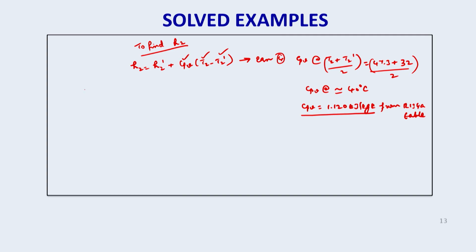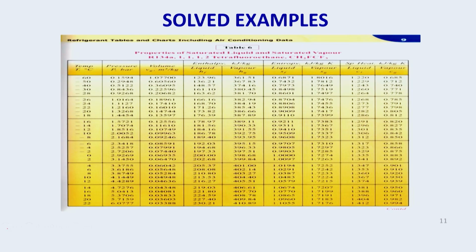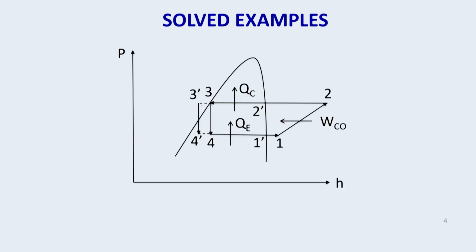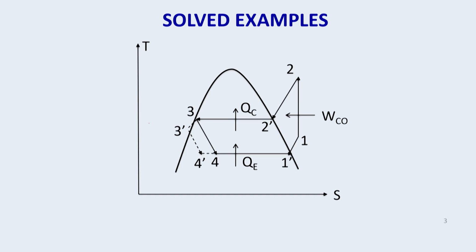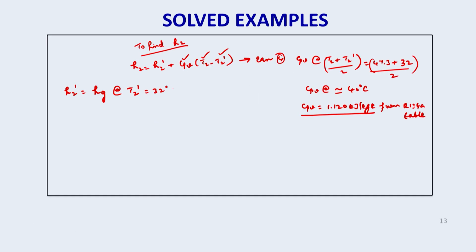Before substituting the values, we need to find out H2 dash. H2 dash is the vapor enthalpy corresponding to temperature T2 dash. T2 dash is nothing but the condenser temperature. Let us go to the diagram. T2 dash is equal to T3, which is the condenser temperature. That is 32 degree centigrade.